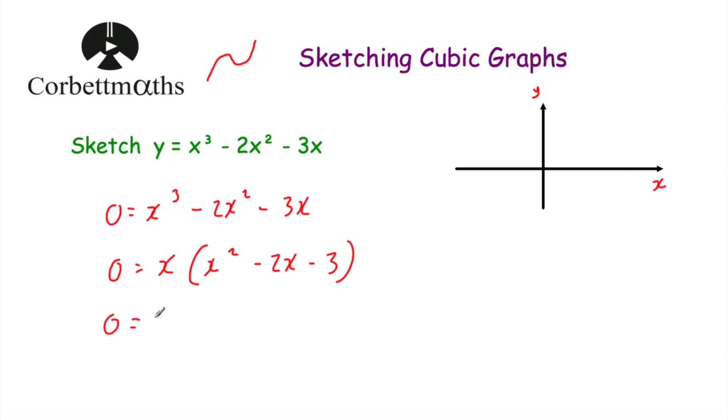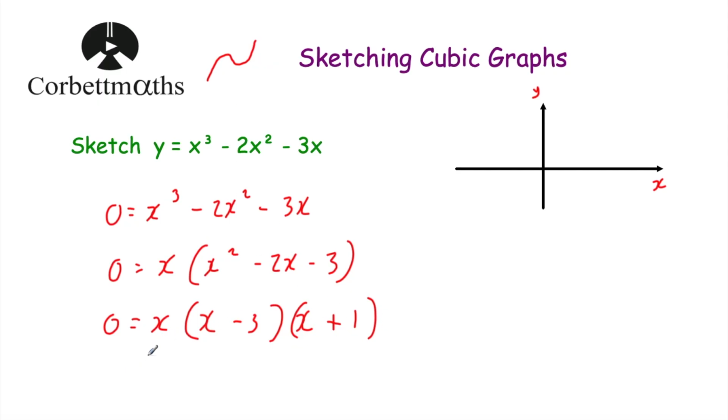Now we're going to factorize this quadratic. So we're going to do bracket, bracket. It's x squared, so we're going to put x's at the front of our brackets, and we want to find two numbers that will times together to be negative 3, and whenever you add them together you get negative 2. So I'm thinking negative 3 and 1, because negative 3 times 1 is negative 3, and negative 3 plus 1 is negative 2. So that's fantastic. We've factorized that cubic.